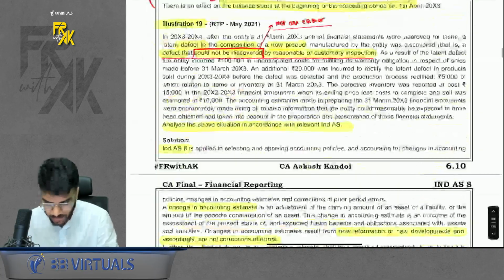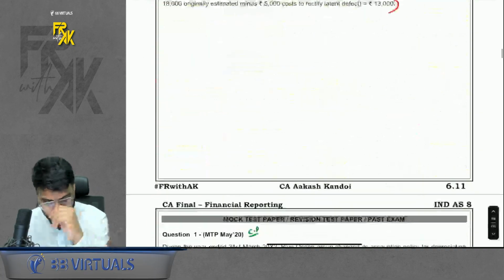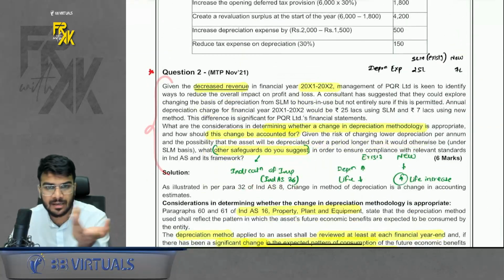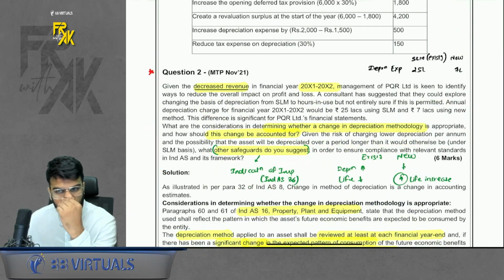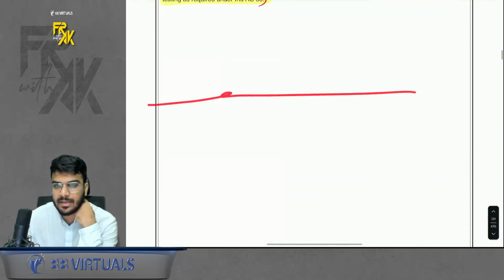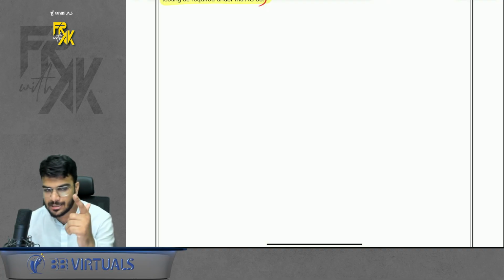Then do read illustration number 19. It is a very simple question. And then question number 2 as well. Just give it a read. Again, a very simple question. So these are a few questions which I would like to highlight for you. And this completes our revision of Ind AS 8, accounting policies, changes in accounting estimates and errors.